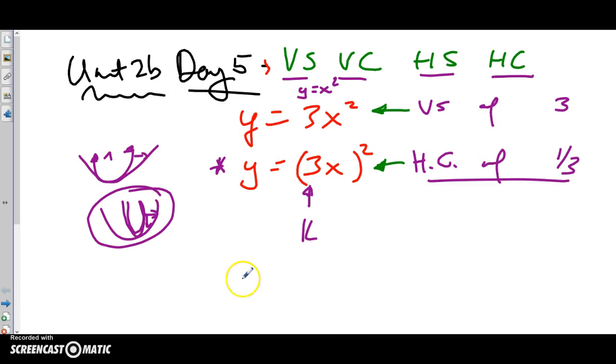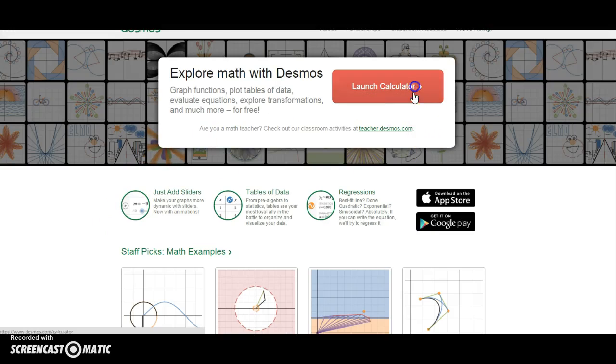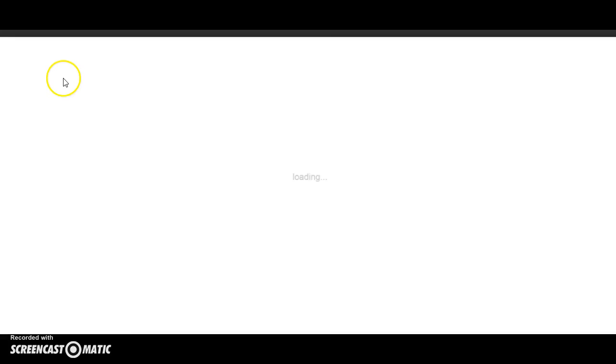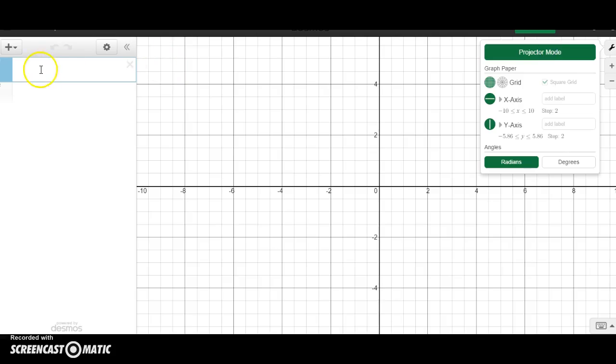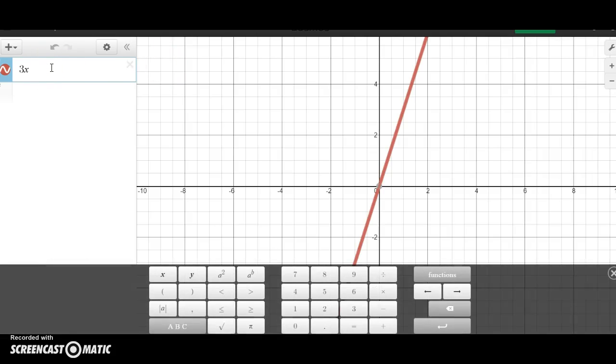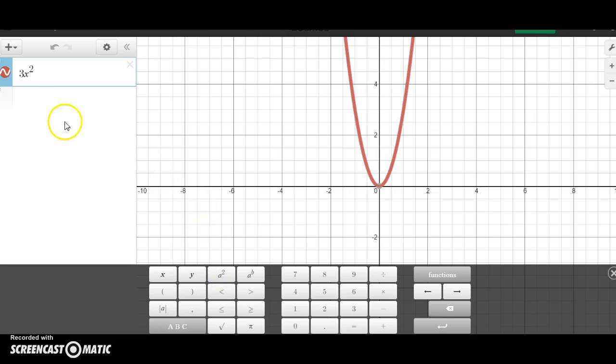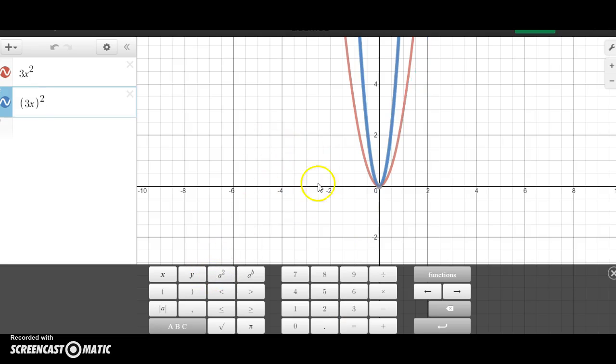These guys won't look the same, and I'll show you real quick with Desmos. The first one is 3x squared. Let's launch this calculator and go in projector mode. The first one here is 3x squared. So it looks like that. And this one here is bracket 3x all squared. Give me a second. Blue. And you notice that they are not the same. The difference is, are you squaring the 3 or not?